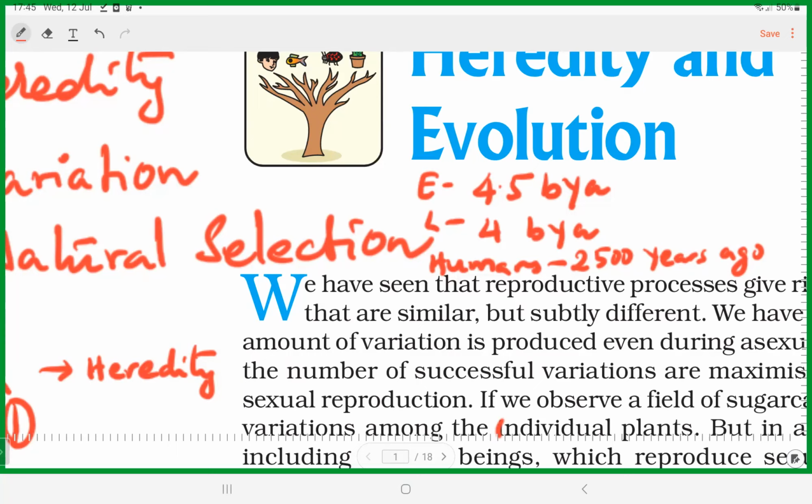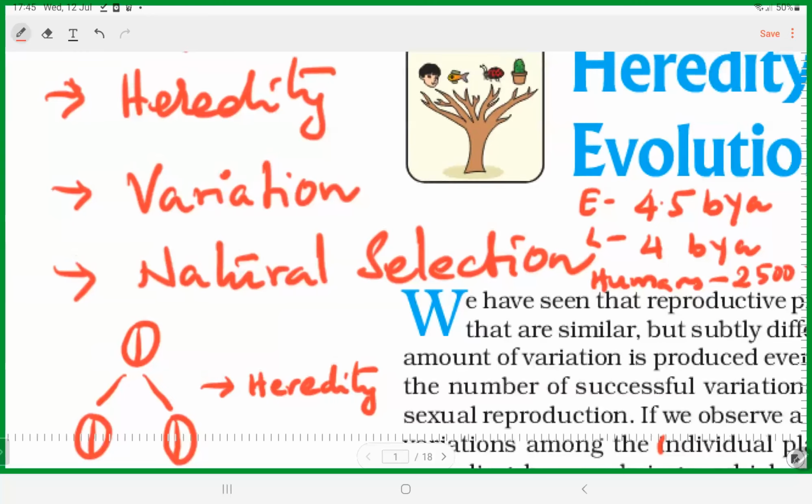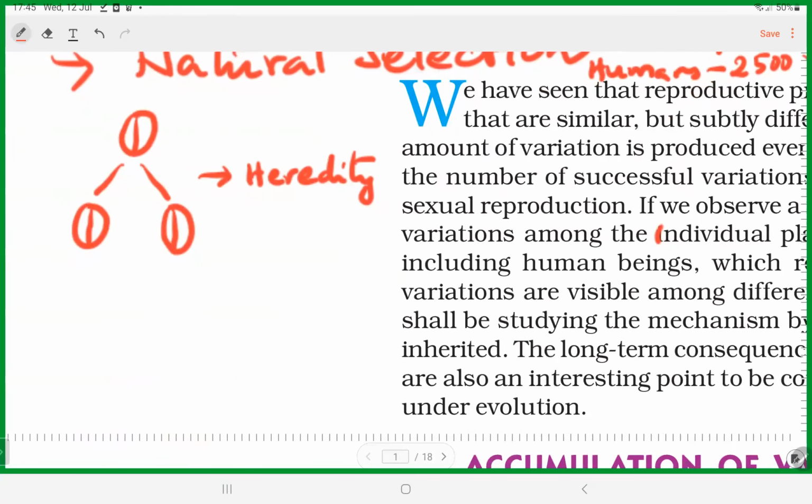Can you understand? Fine. So why am I telling all these things? The first component of evolution is that many organisms evolved. Still, they are existing. What is the reason? Because of what?